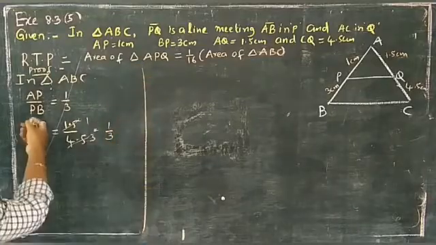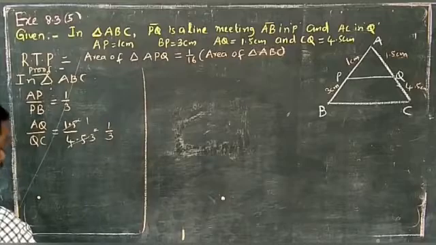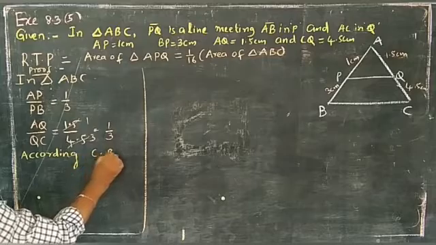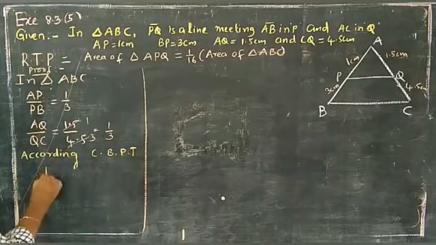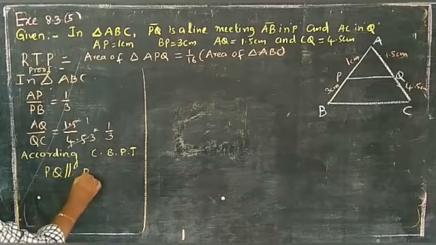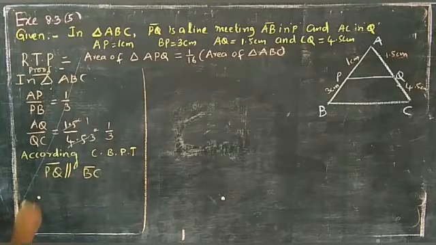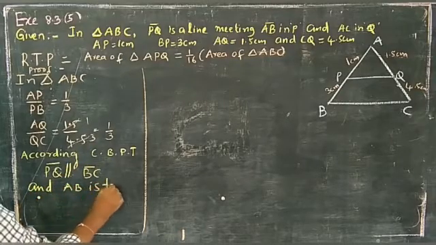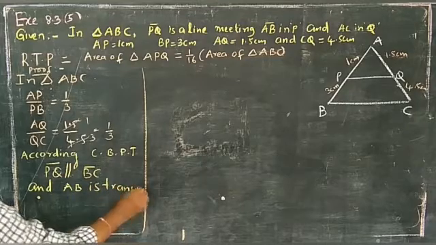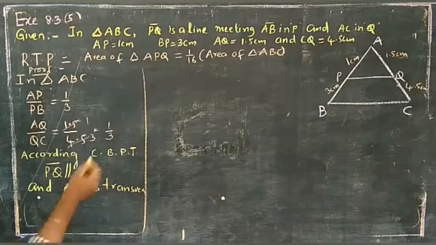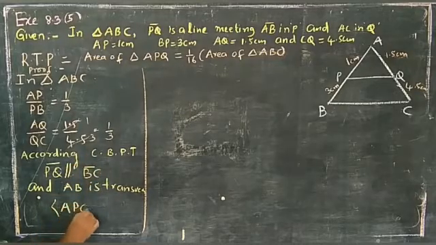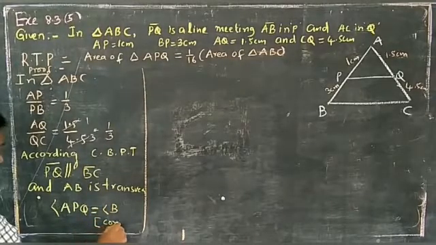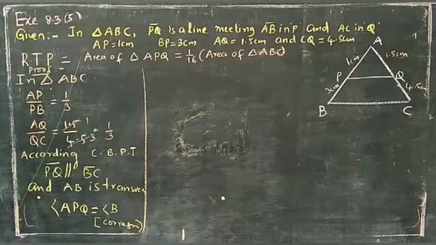Now we get the idea. This looks like the converse of the basic proportionality theorem. According to the converse of the basic proportionality theorem, we have to say PQ is parallel to BC. When PQ is parallel to BC and AB is a transversal, angle APQ is equal to angle B. Why? Because they are corresponding angles.